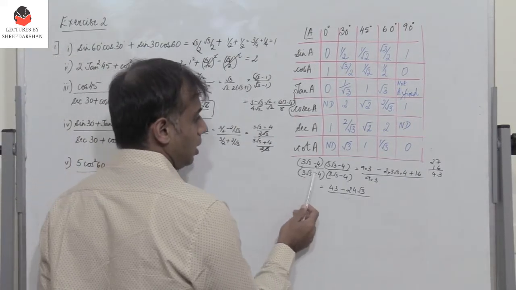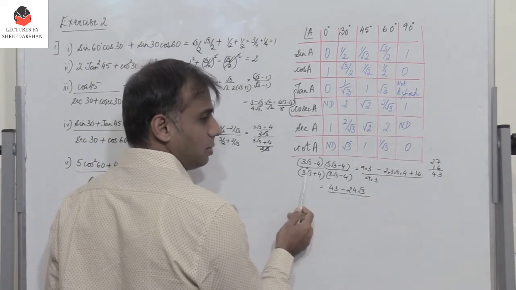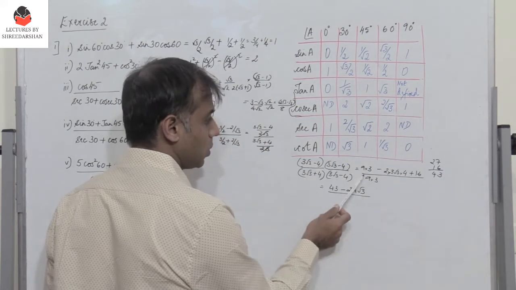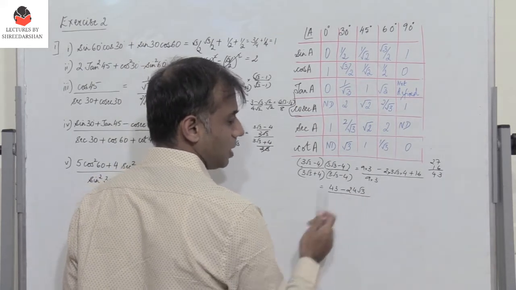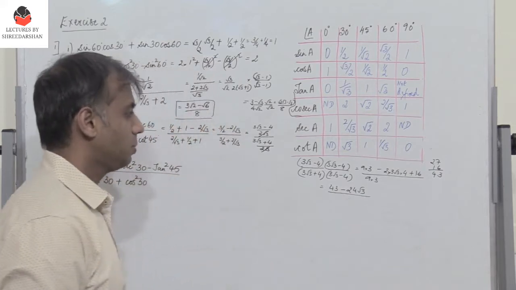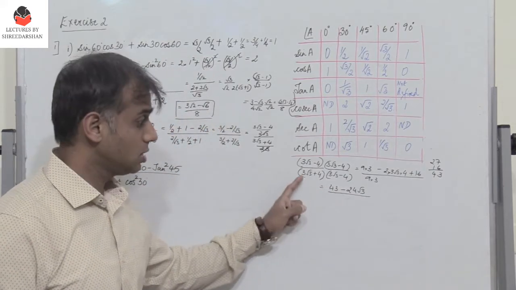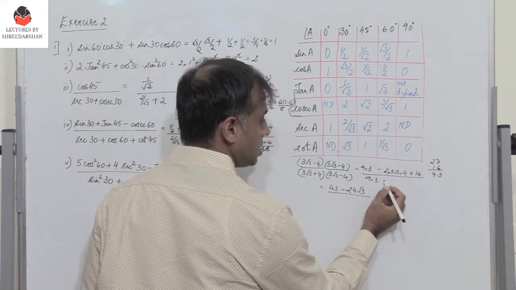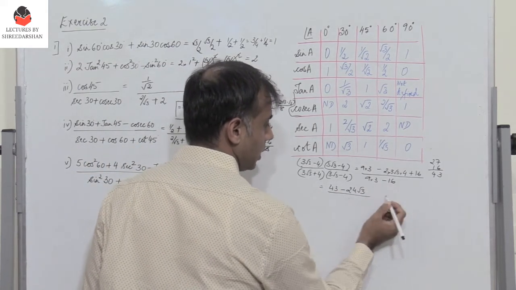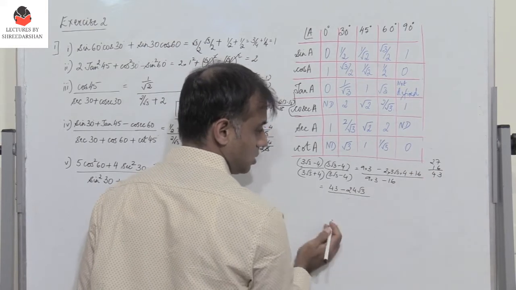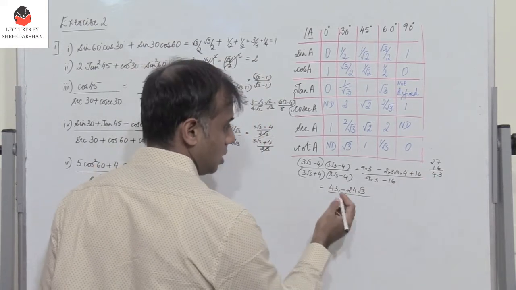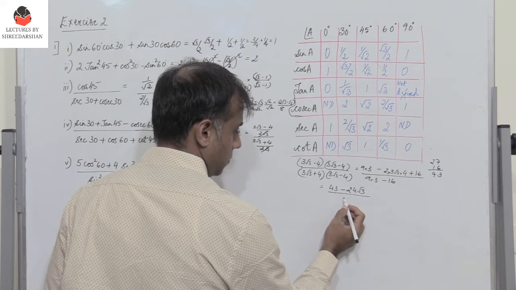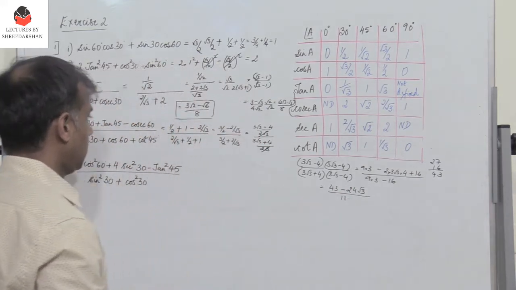So this is of the form a minus b the whole square, so I have a square minus 2ab plus b square. So here I get a plus b into a minus b, so I get a square minus b square. So a square is 9 into 3 minus b square is minus 16, so I get 27 minus 16. So 27 minus 16 is 11. So this is the final answer.